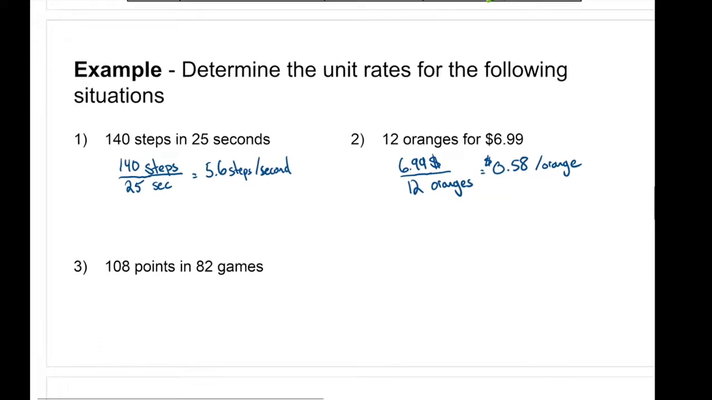Lastly, 108 points in 82 games. Here I want to figure out how many points per game can I get. So again, points per game, so points is going to go on top, number of games is on the bottom. So we get 108 divided by 82. And again, you're dividing. So we have 1.32 points per game.